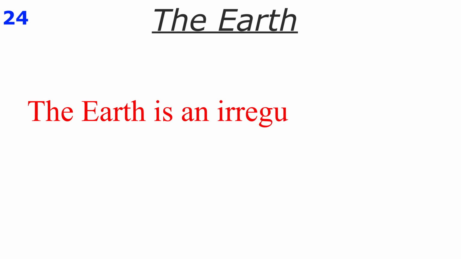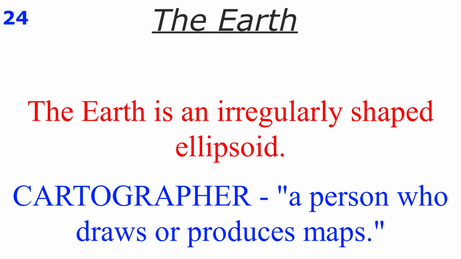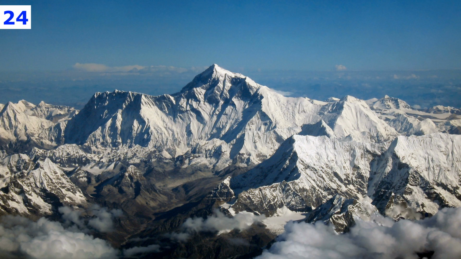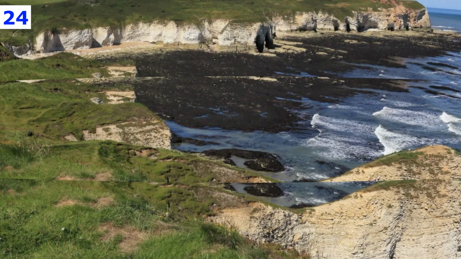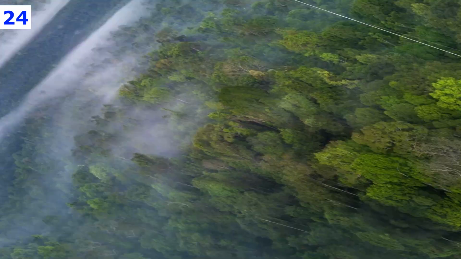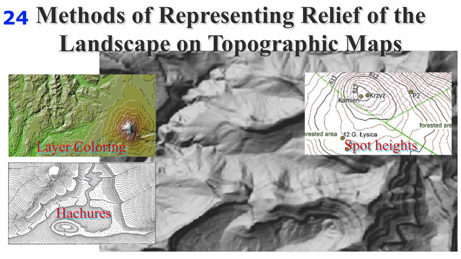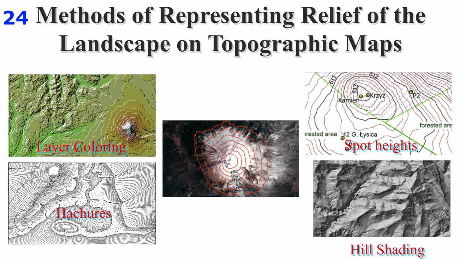I think you know, friend, the earth is spherical and its surface is irregular. But do you know, friend, this has always been a challenge for cartographers? The surface of the earth is made up of high mountains, low-lying areas, and various landforms between these extremes. Various techniques are also used, such as layer coloring, spot heights, hachure, hill shading, and contours to show such three-dimensional features on a two-dimensional map.